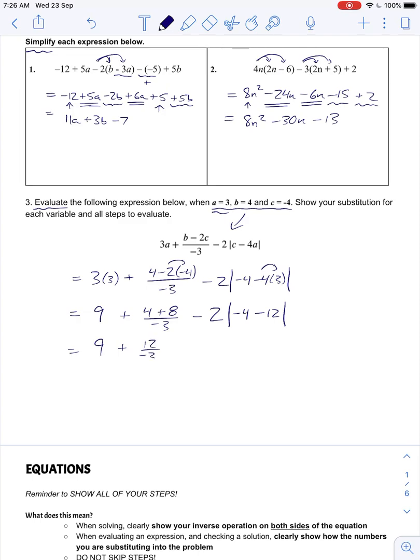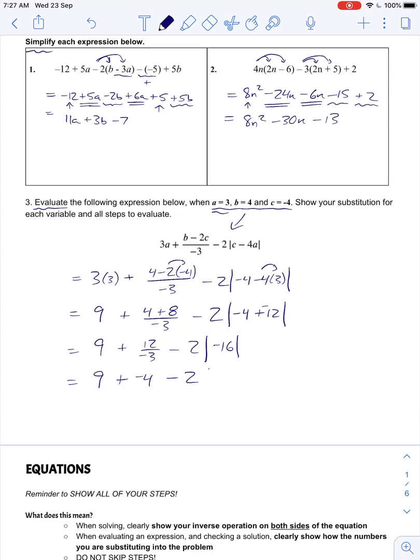So that's 12 over negative 3 minus 2. And then if I take negative 4 minus 12, remember, that's the same as negative 4 plus negative 12, which is negative 16. All right, so let's go another step. 9 plus, well, 12 divided by negative 3 is negative 4 minus 2. Now the absolute value of negative 16 is positive 16.